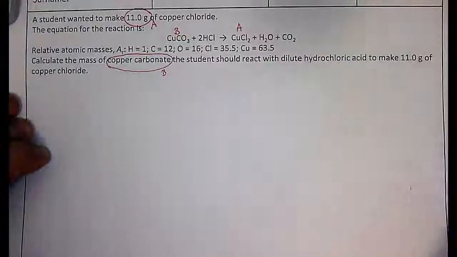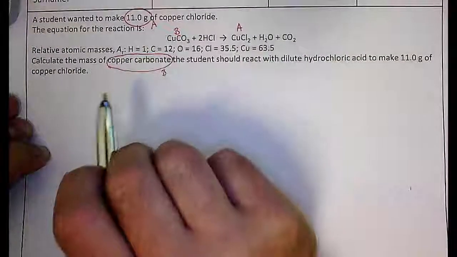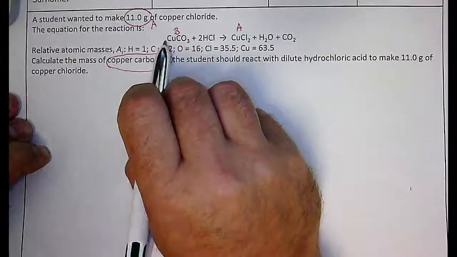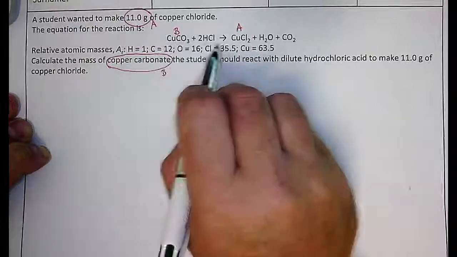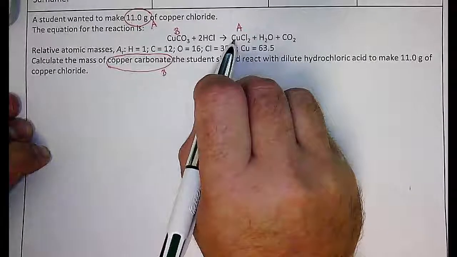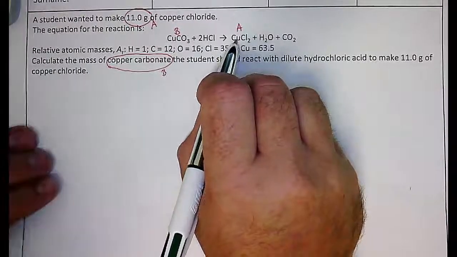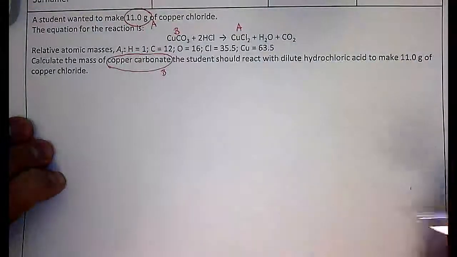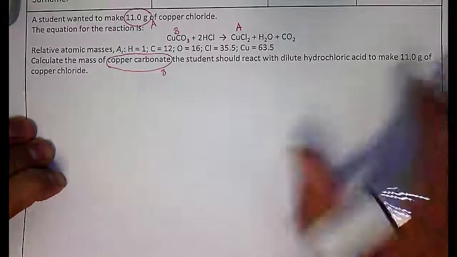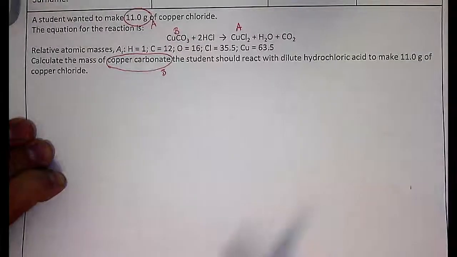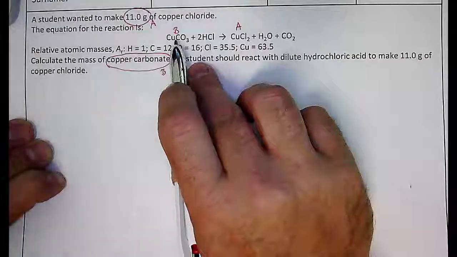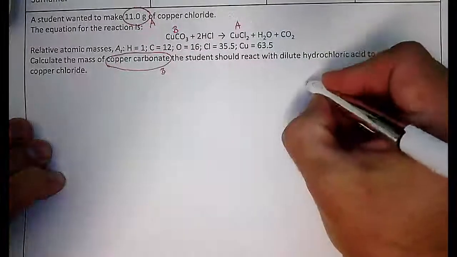That's the copper carbonate, and I can see straight away that this is going to be quite an easy one. I have no coefficient in front of the copper carbonate and no coefficient in front of the copper chloride, so I know it's going to be a 1-to-1 reaction, which makes our middle step quite straightforward. I'm going to start off by calculating the relative formula masses of both substance A, copper chloride, and substance B, copper carbonate.